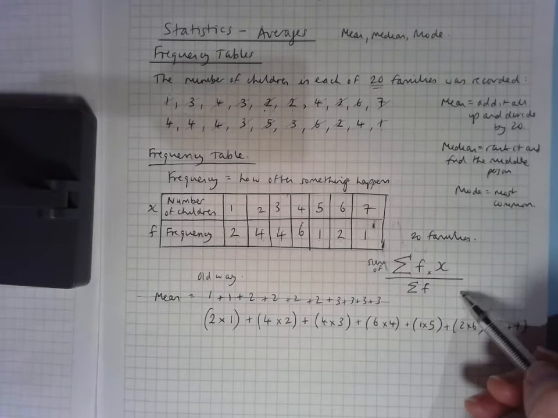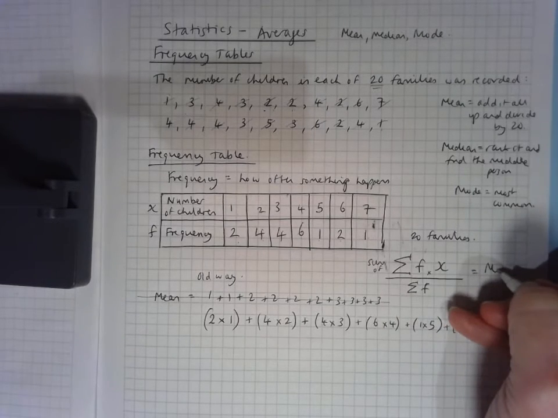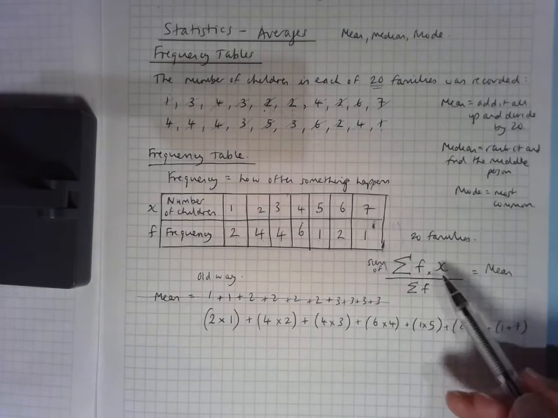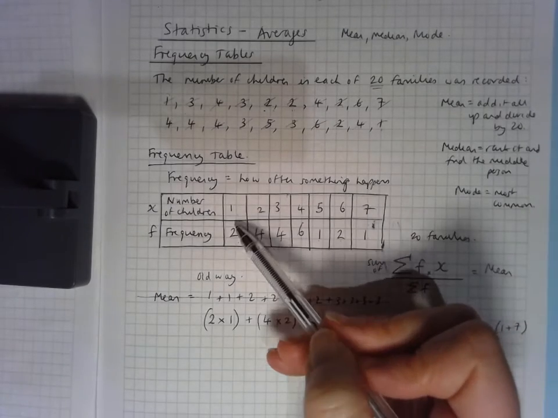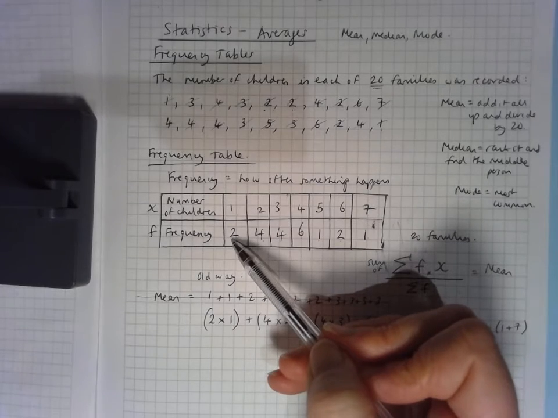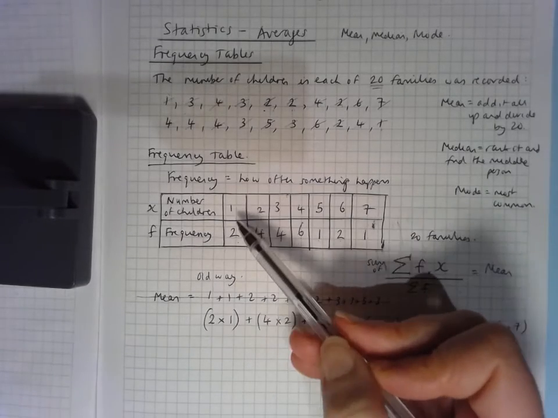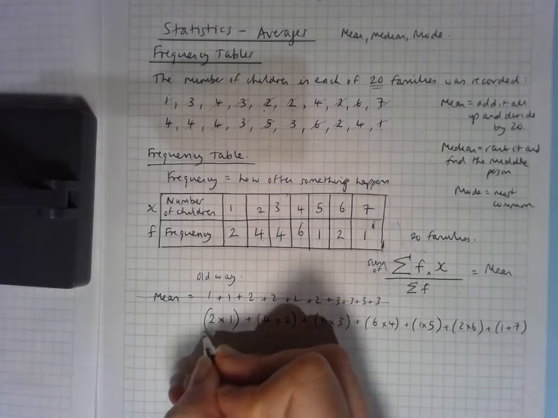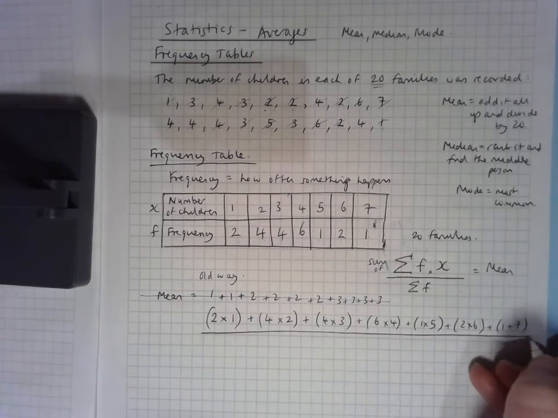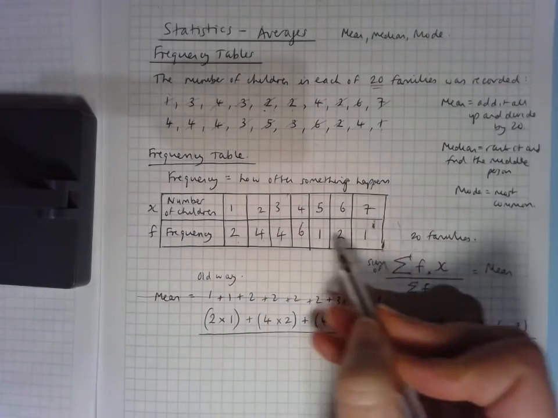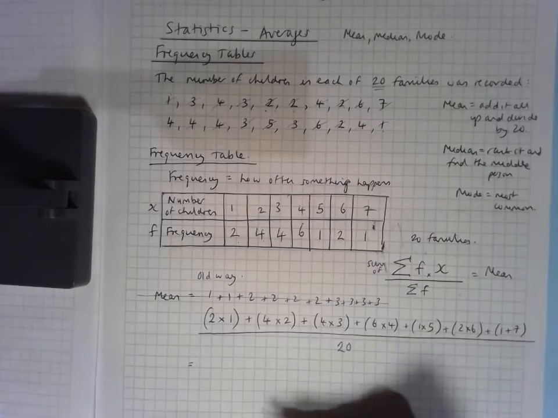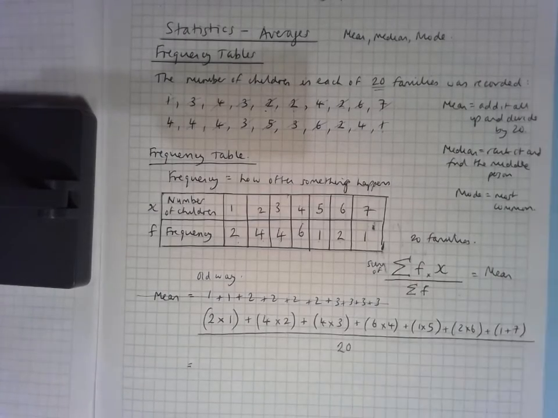The mean is going to be the sum of, in other words, we add up the frequency times x, so how many ones we had multiplied by its frequency, so 2 times 1 plus 4 times 2 plus 4 times 3 plus 6 and so on, and then we divide by the sum of the frequency, so how many families did we have? In this case we divide by 20, and we can do it on our calculator, I suppose.